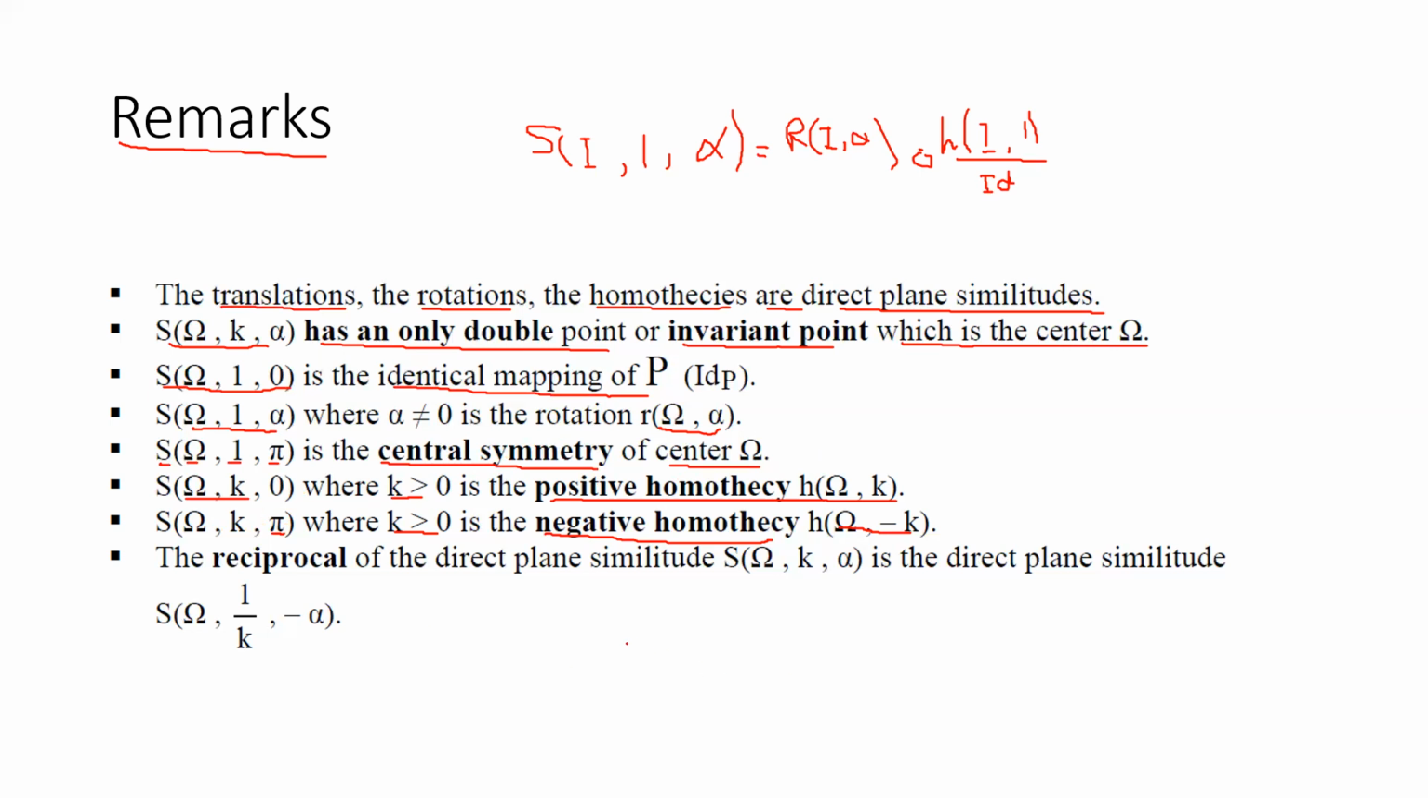If the angle is pi, for example if you have a similitude with center I, ratio K supposed to be 2 and angle pi, I can write it as the rotation of center I and angle pi composed with the dilation I 2.